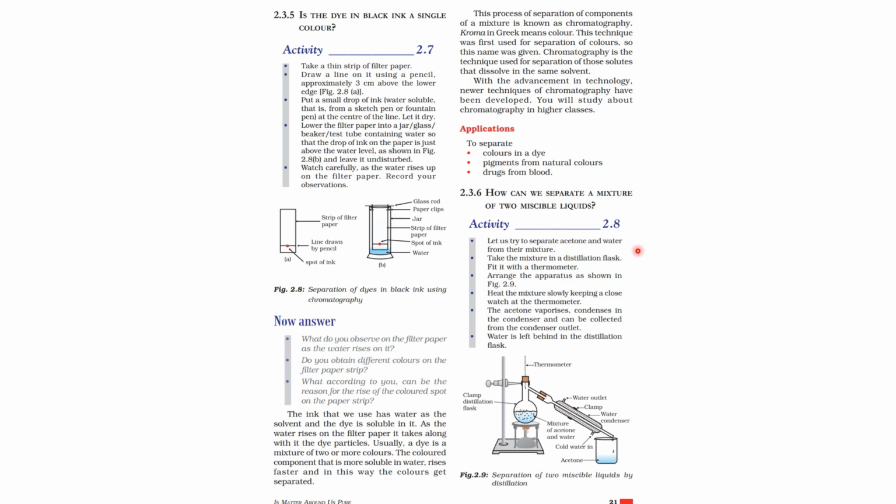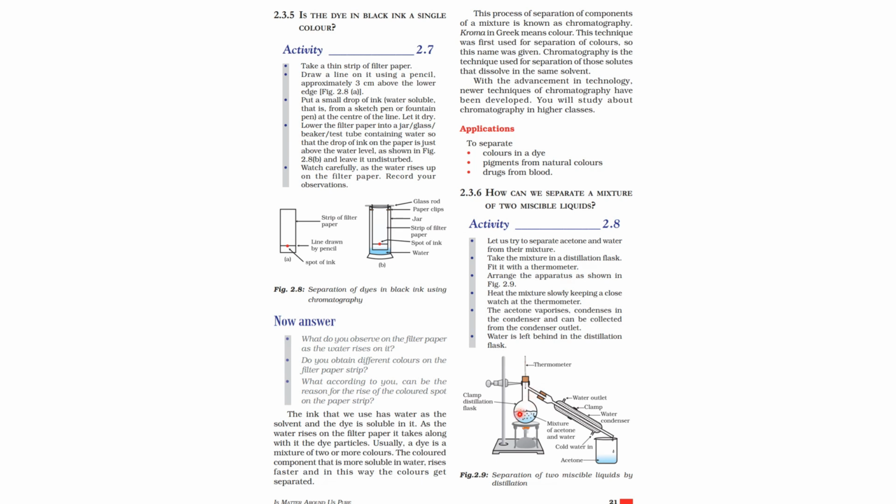Procedure, what you have to do: take the mixture in a distillation flask, fit the flask with a thermometer, arrange the apparatus as shown here in the figure. Heat the mixture slowly, keeping a close watch at the thermometer, and observe what happens. So observation, the vapors of acetone can be seen rising up in the distillation flask with the increase in temperature.